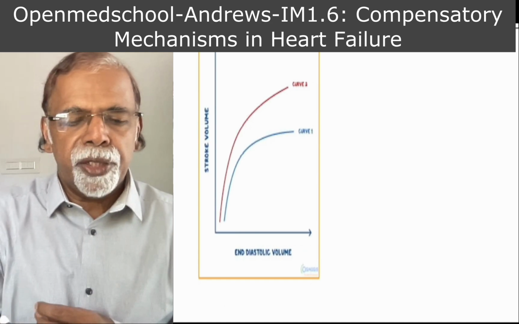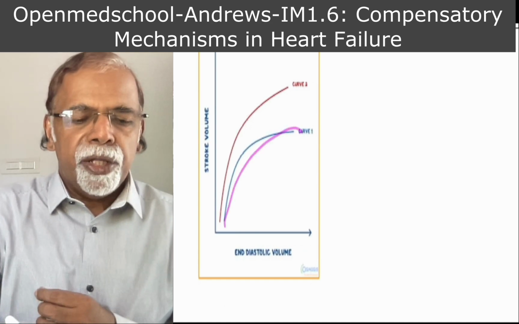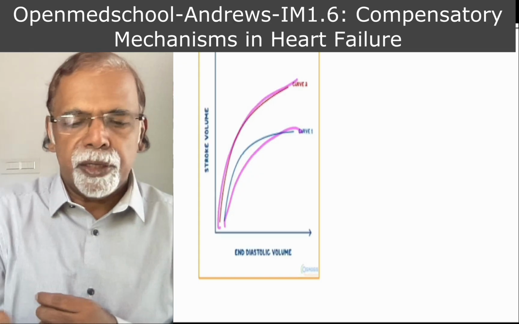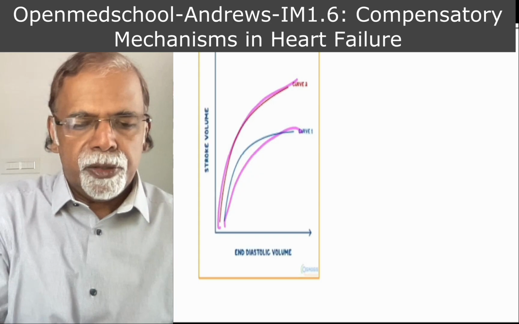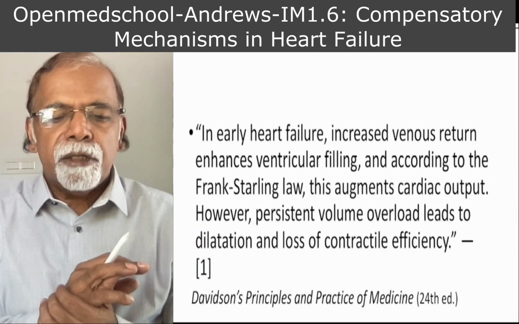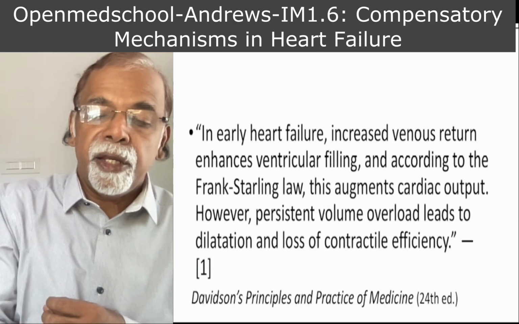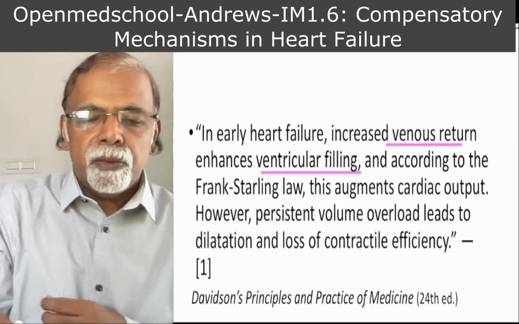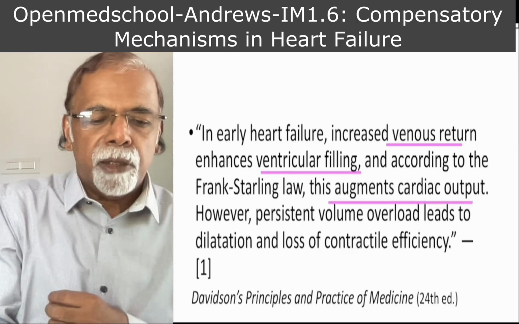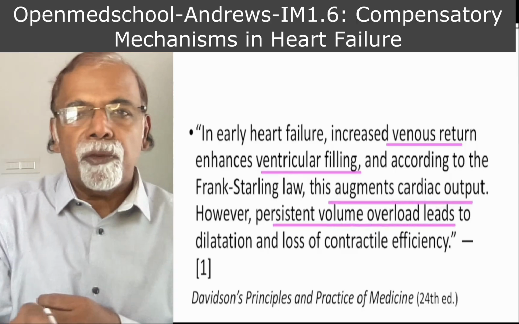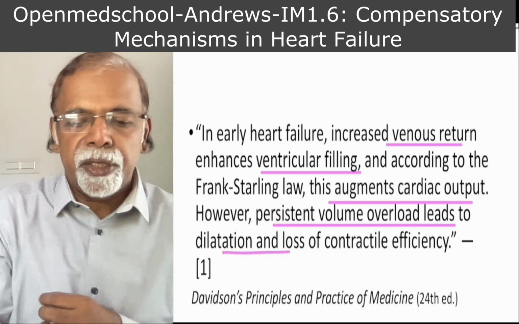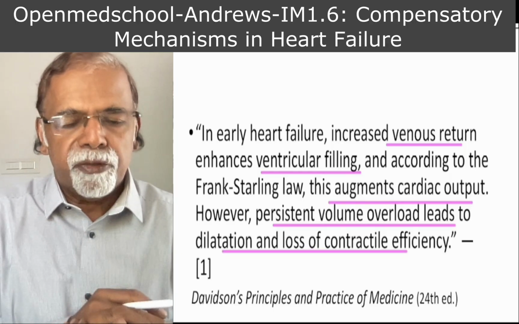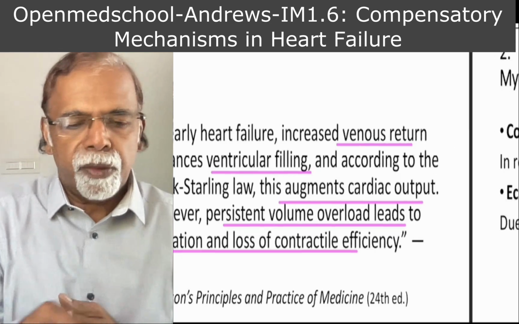So this is the curve showing the Frank-Starling relationship, and when the stretching is more, the stroke volume gets increased. So that is the concept. In early heart failure, increased venous return enhances ventricular filling. As per Starling's law, this augments cardiac output. However, persistent volume overload leads on to dilation and loss of contractility, as per the reference given in Davidson.